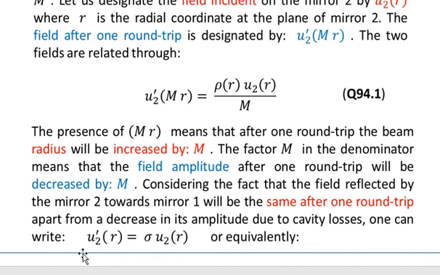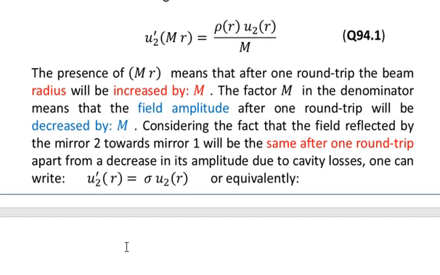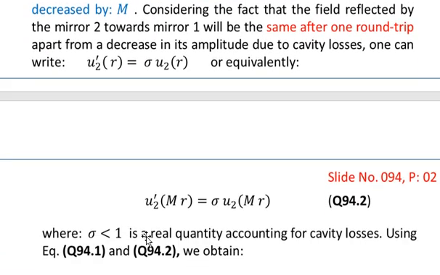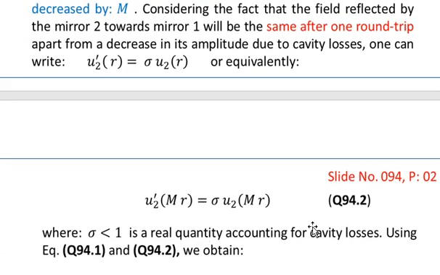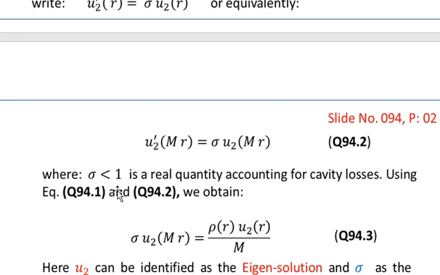And this equation has been written assuming that the magnification of the system is unity, that is capital M is equal to 1. But if capital M is not equal to 1, then we can write this equation in the following form as shown in equation number 2. That is U2 prime as a function of MR is equal to sigma times U2 of MR, where sigma is less than 1 is a real quantity accounting for cavity losses.